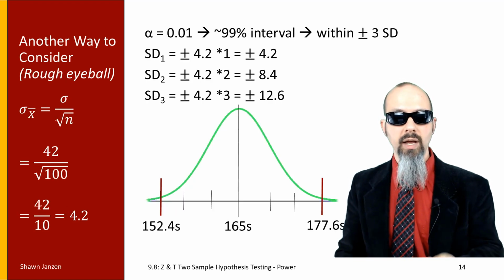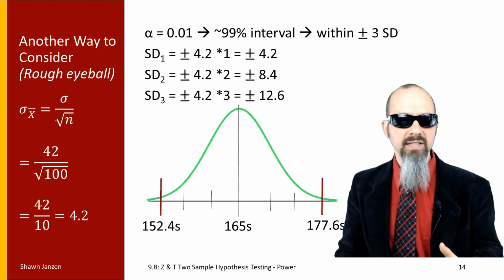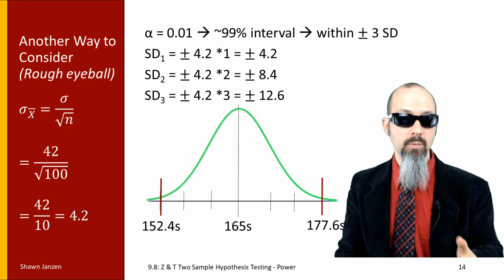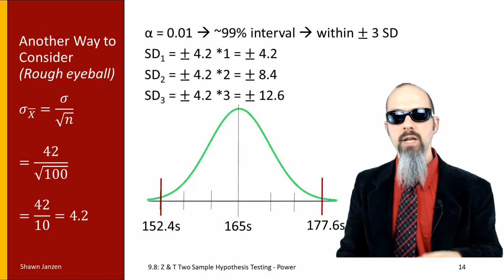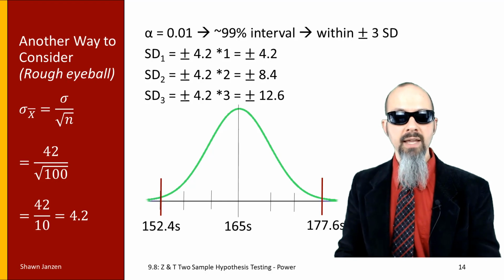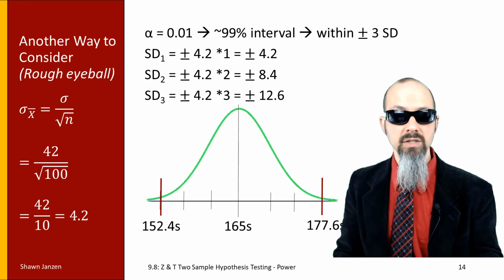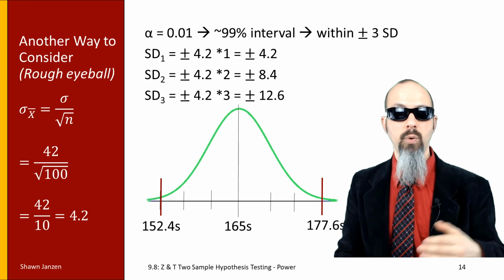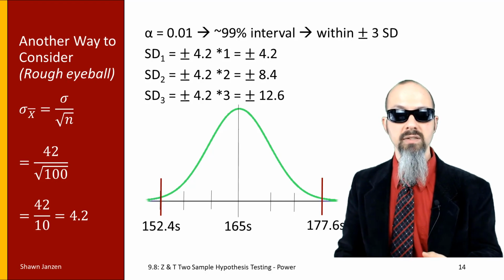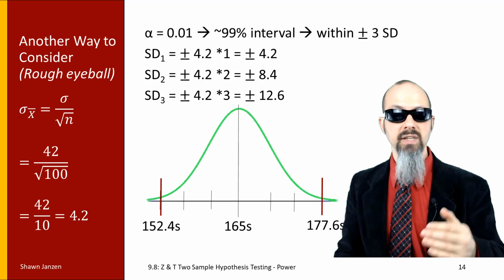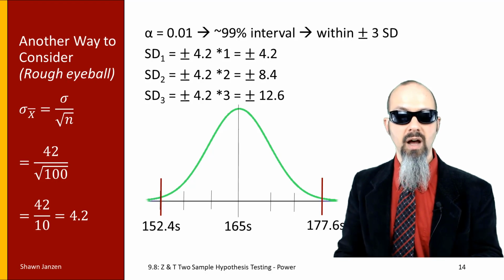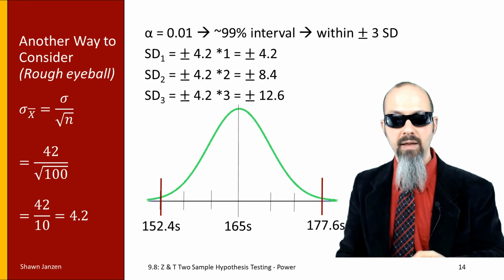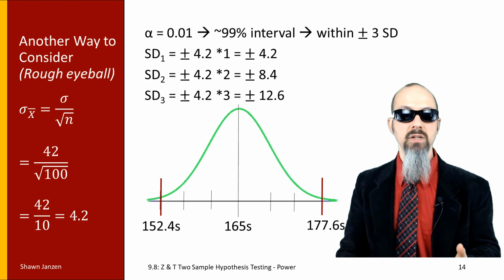Another way I want you to think about this is a rough eyeball test. It's not super scientific and approximate, as we're about to see. But what you could do is say, all right, if my alpha is 0.01, that could correspond to a 99% confidence interval, roughly. And that could be approximated within plus or minus 3 standard deviations. So what I did was take the 4.2 standard deviations and multiply them across by 1, 2, or 3 standard deviations, and that built me out how far they are. And so I could just take 3 standard deviations plus and minus off of the average there, and that's going to help figure out that my range for my confidence interval would be about between 152 and 178.